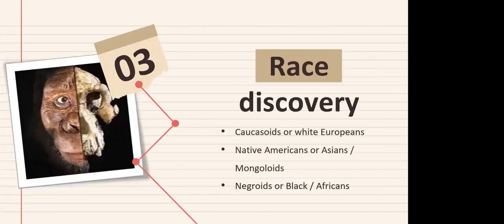Next, we have the race or ancestry determination. While long bones and teeth can help in estimating the age of the dead person and for determining the gender, for the race, the skull bones, especially the face bones, are more useful. By observing these bones, a forensic anthropologist can classify individuals into three main races or groups. We have the Caucasoids or the white Europeans, the Native Americans or Asians or Mongoloids, and Negroids or Black or Africans. Next slide.